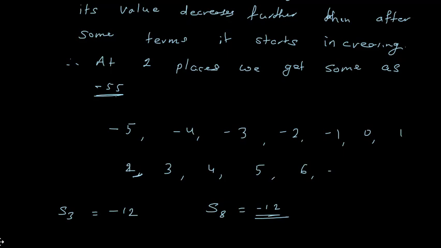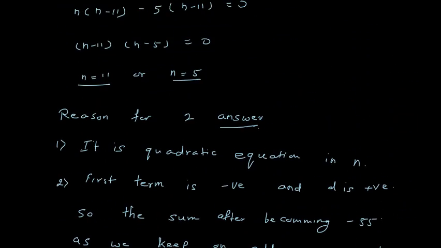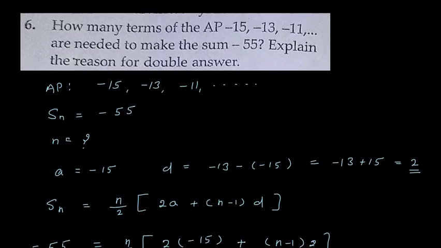Okay, so as you see, your sum is negative and it becomes more negative, then it starts becoming positive, and yes, at two places you will get the same sum. Understood why here we got two answers? Okay, this is the reason we are getting two answers.